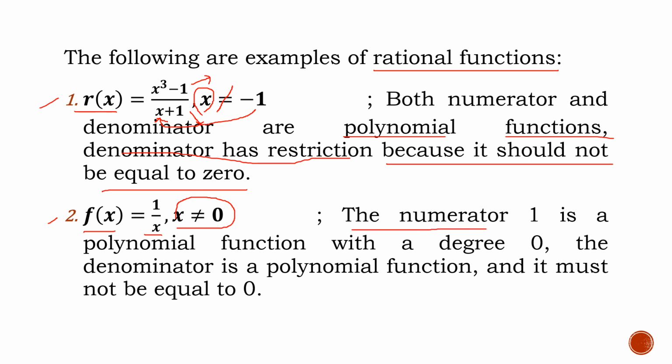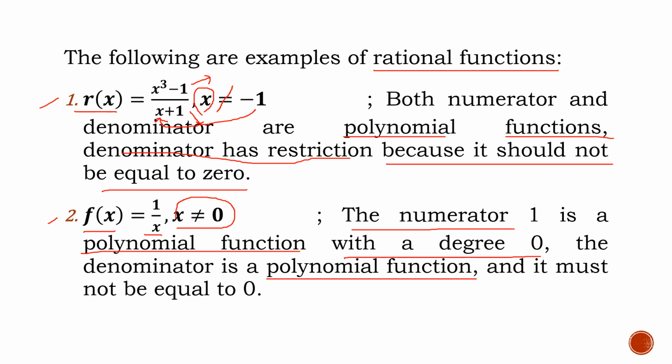So the numerator 1 is a polynomial function. It's a constant function with a degree of 0. The denominator is a polynomial function. Yes, both your numerator and denominator are polynomial functions. Your numerator is a constant function. Your denominator here in example number 2 is a linear function. And it must not be equal to 0.